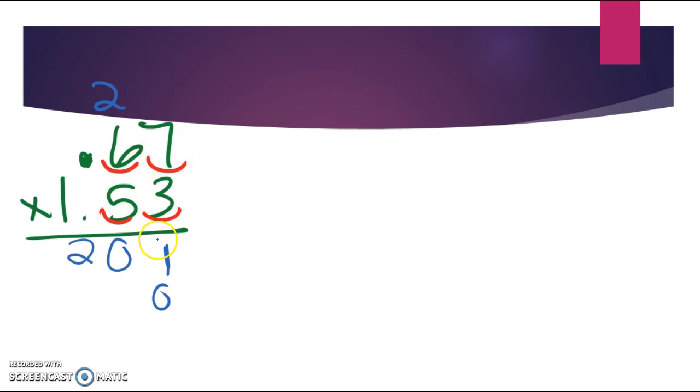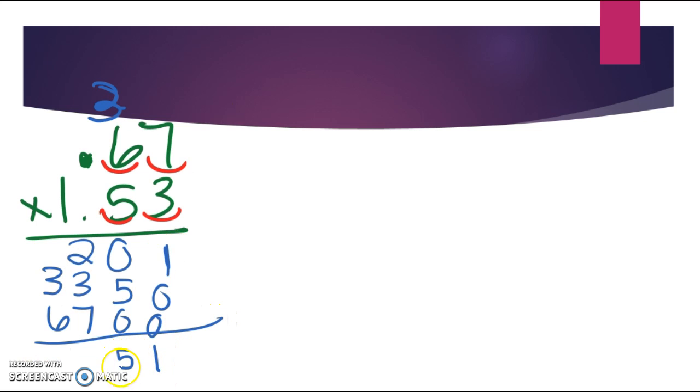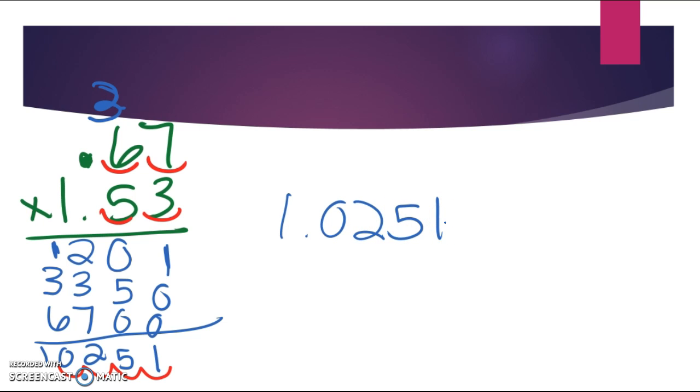5 times 7, that is 35. So now this 2 is going to turn into a 3. 5 times 6, that is 30, plus 3 is 33. And then finally, I'm going to drop 2 zeros. 1 times 7 is 7. 1 times 6 is 6. I add everything and I'm going to get 1, 5, 12. Okay, so this is my number, but I had 4 places behind the decimal, so in my final answer, I'm going to start at the right and move 4 to the left. 1, 2, 3. So my final answer is going to be 1.0251. Okay, that is going to be my final answer.